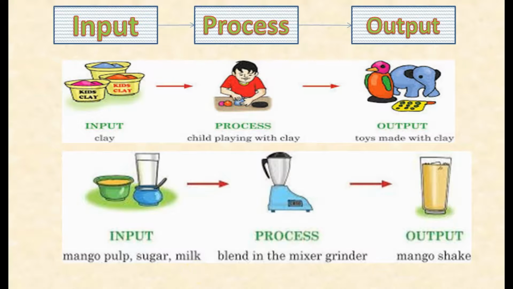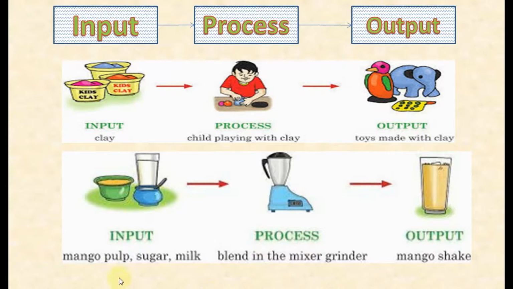Here I am showing two examples. The first example of IPO in our daily life is making a toy. Here you can see three boxes having clay, that is input. The child is playing with that clay. That means he is preparing something with that clay. That is called process. You can see here he made three toys with that clay. That is output.